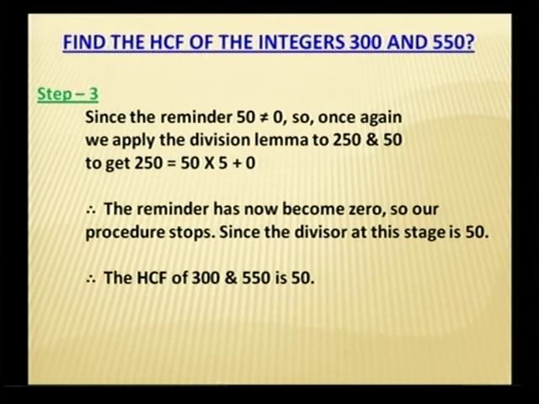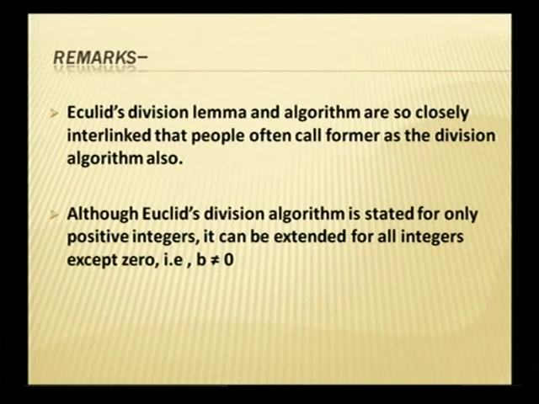Okay. And do you know one thing? There are two remarks about this Euclid's division lemma and algorithm. The first one: Euclid's division lemma and algorithm are so closely interlinked that people often call the lemma the division algorithm also. And the second one: although Euclid's division algorithm is stated for only positive integers, it can be extended for all integers except 0. That means here b is not equal to 0, b means the divisor. These are the two remarks of Euclid's division algorithm and lemma.